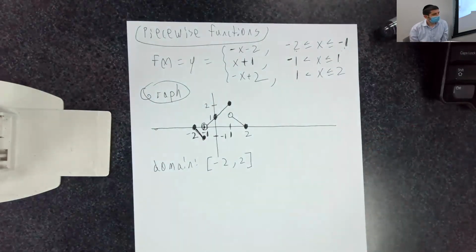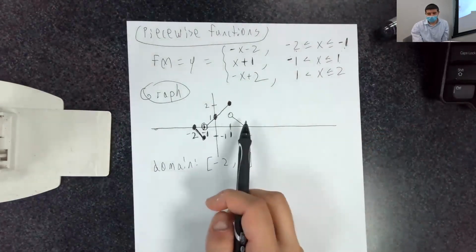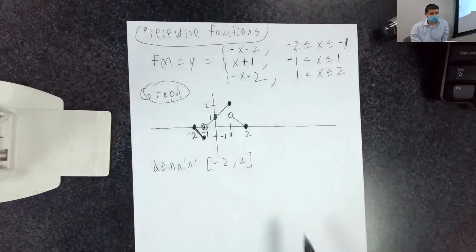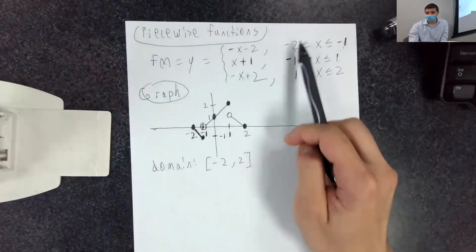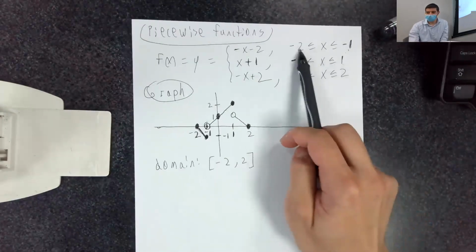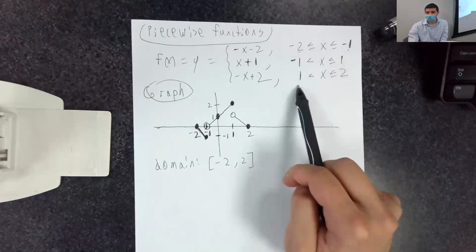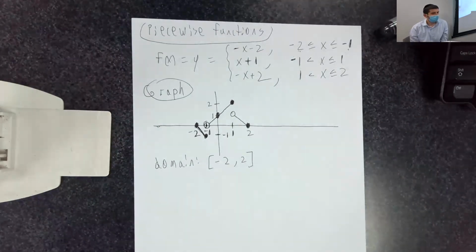Okay. So two ways you can get the domain: either just look at the graph, see all the x values that get plugged in for the function, or you could actually just read it from here. From here, you could see all the x values that are getting plugged in. So all the ones from -2 to 2.